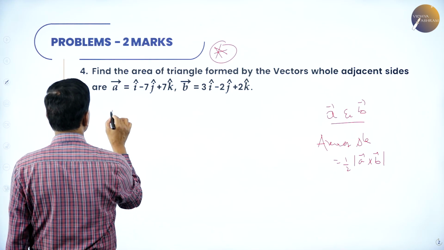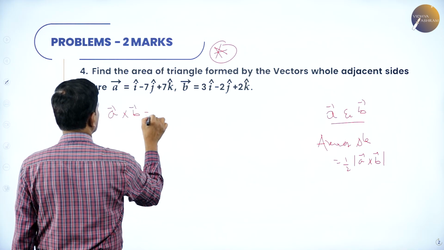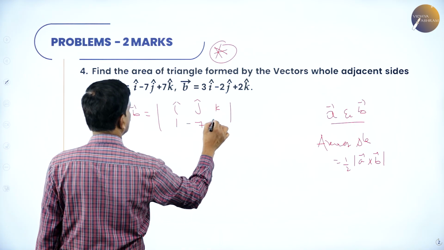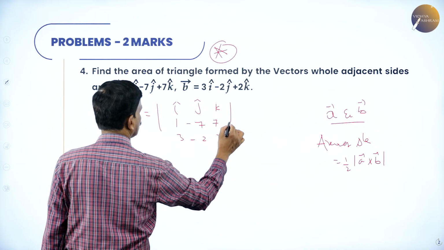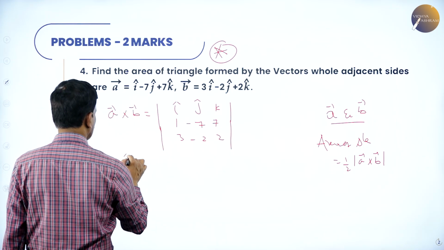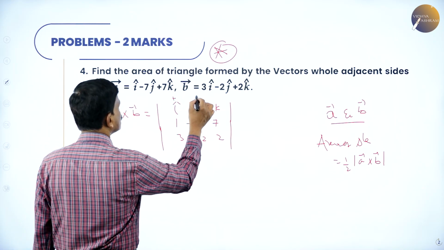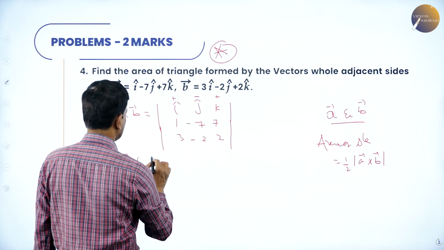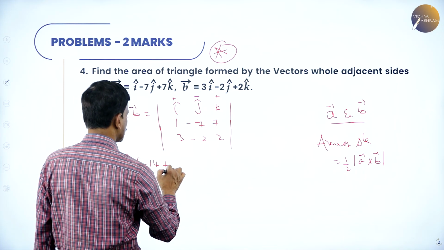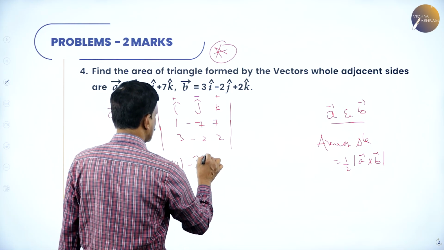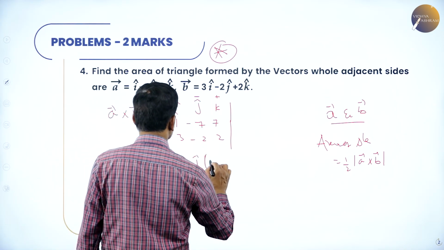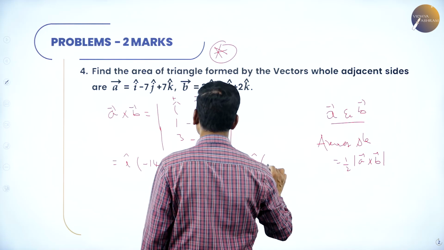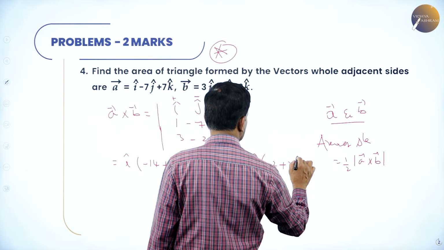So first find out a cross b. What is a cross b? Determinant i, j and k; 1 minus 7 plus 7, 3 minus 2 and plus 2. Just determine the value of this determinant. This is plus, minus and plus, expansion with respect to the first row. i into minus 7 2s are 14, minus into minus plus 7 2s are 14. Minus j into, this row and column is deleted, 2 1s are 2, minus 7 3s are 21. Plus k into, this row and column is gone, minus 2, minus into minus plus 21.